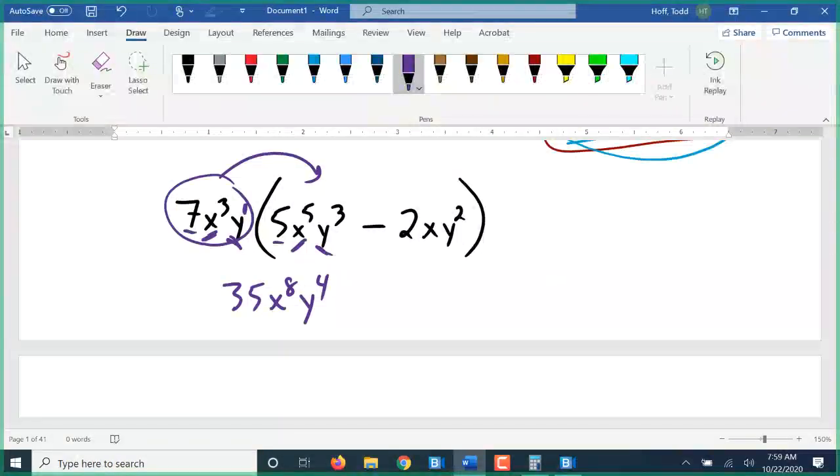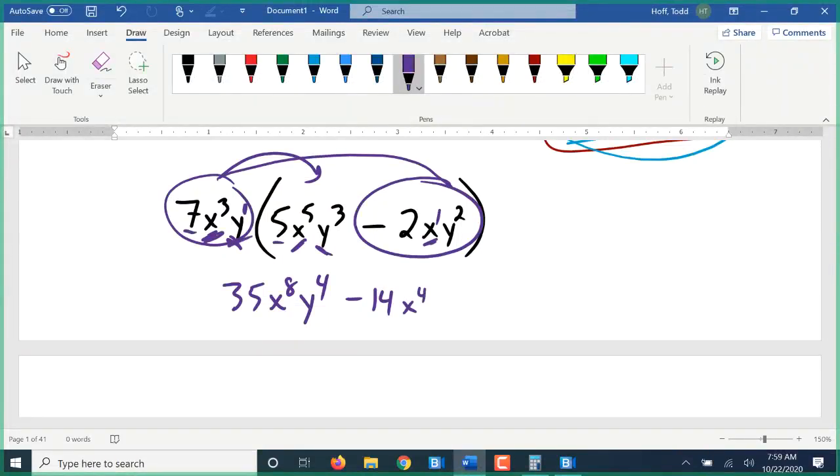Then we move on to the next digit, being careful that we keep that minus, that negative with it. That is 7x to the third y times a negative 2xy squared. So 7 times negative 2 is a negative 14. X to the third times x, well, you think of that as x to the 1. So 3 plus 1 is 4. That's x to the 4th. And y times y squared, 1 plus 2 is 3, y to the third.